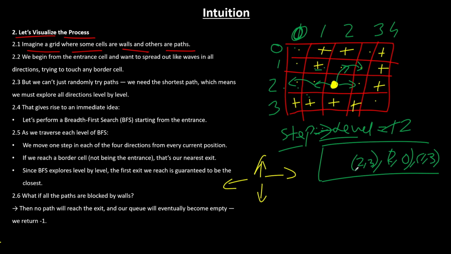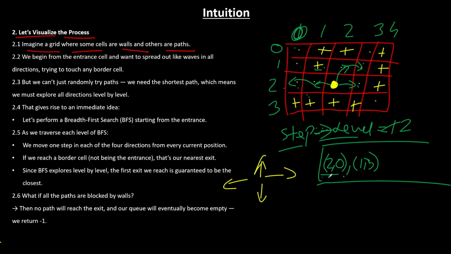Now from 2 comma 3, okay, you're standing here. You cannot go up because it is already visited. You cannot go to the right because it is a blocked path, and to the down also you cannot go because it is blocked, and to the left it is the entrance itself, so you cannot go there. So this remains unused. So we will just pop it and nothing will happen there. Okay. So now you have 2 comma 0.